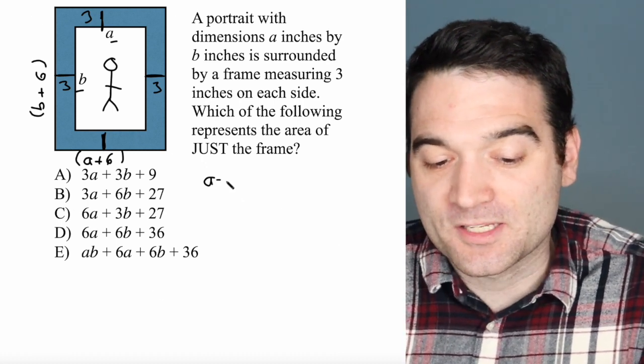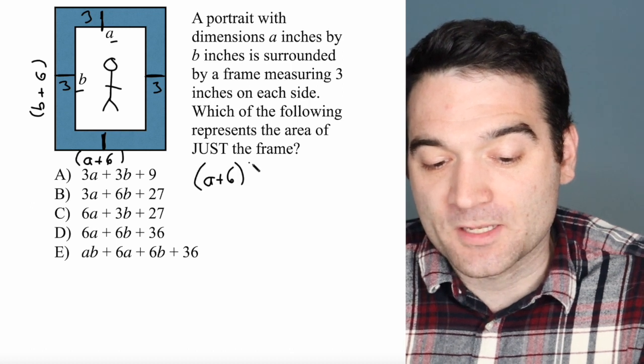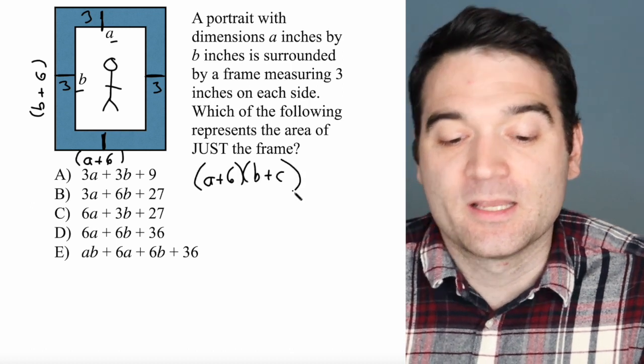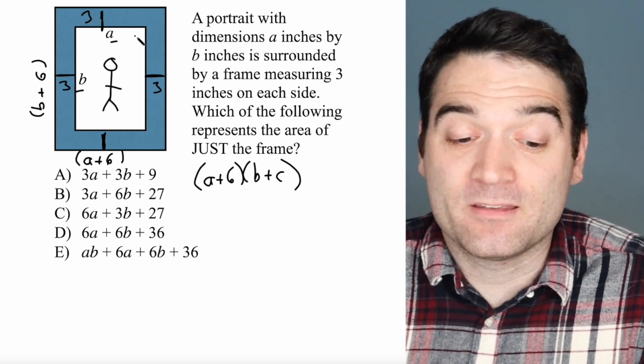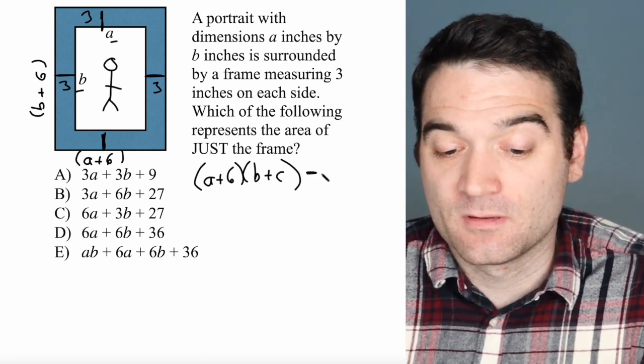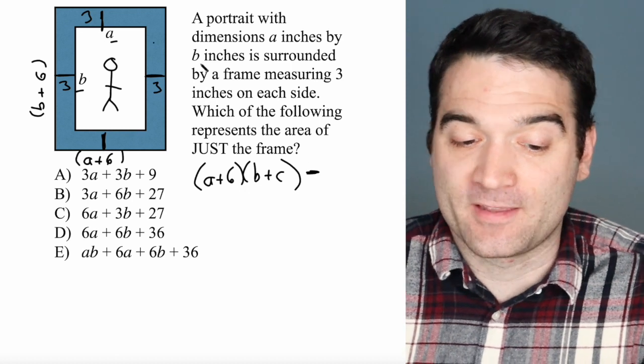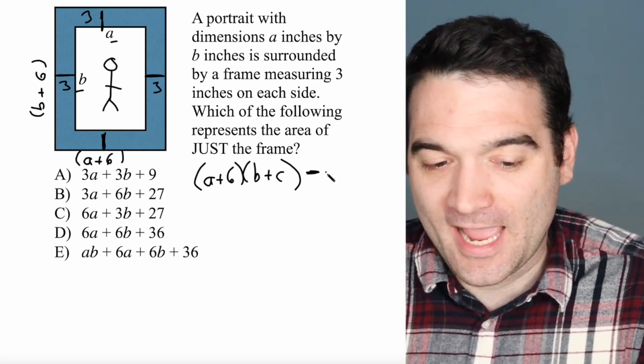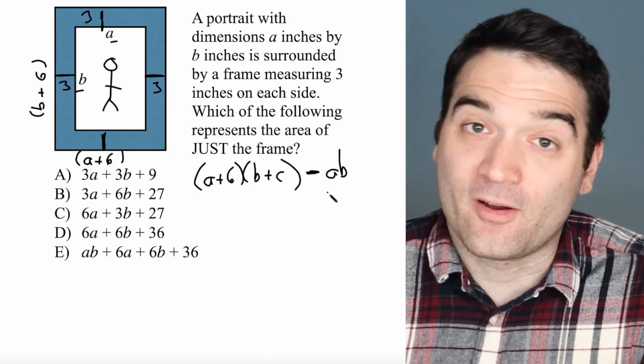Okay, so let's figure out the area of this big rectangle here. It's going to be A plus 6 times B plus 6, right? A plus 6 times B plus 6. And to take out the part that we don't want, we're going to subtract out the area of the smaller rectangle, the picture of our friend right here, A times B. All right, we're ready to go.